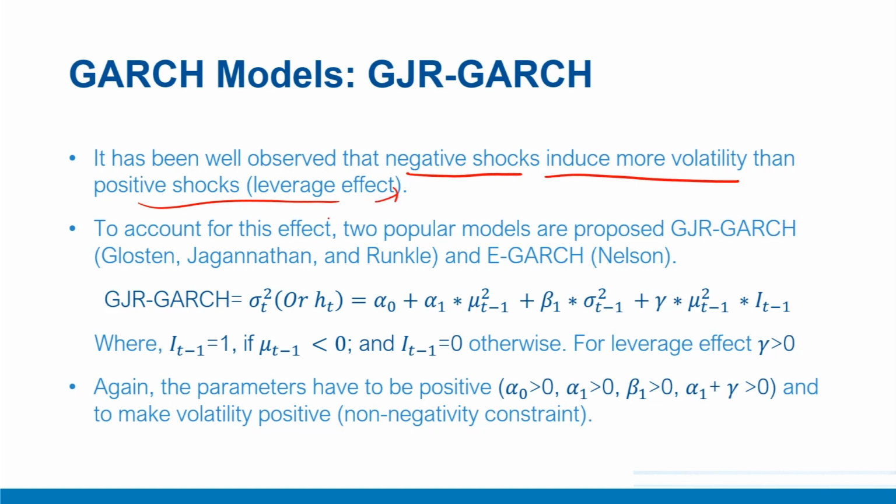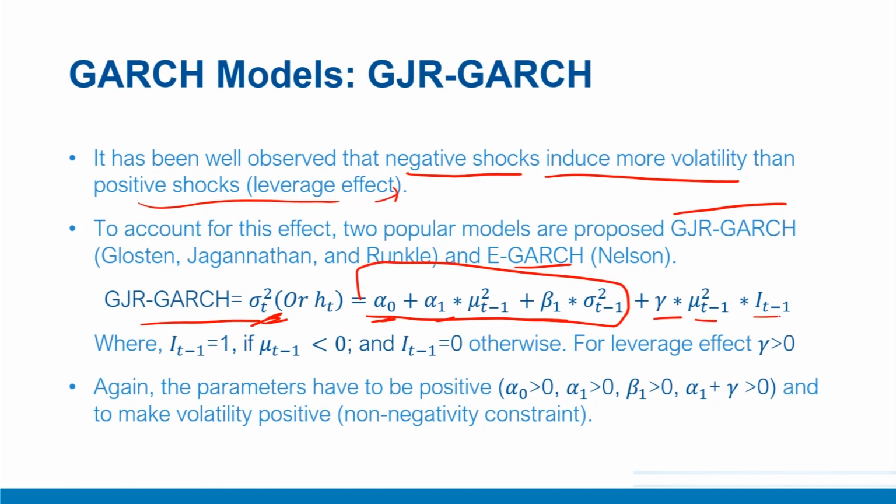Now there are two very important models. One is called the GJR GARCH model and the other is Nelson's eGARCH model, that try to overcome this. Let's start with the GJR GARCH model, which appears like this, where the estimate of volatility sigma square t is a function of alpha naught, alpha 1 and beta 1, which are familiar terms to us. We already saw them in GARCH 1.1, but one more term is added, which is gamma into mu square t minus 1 into I t minus 1. So we already understand these terms, the GARCH 1.1 parameters.